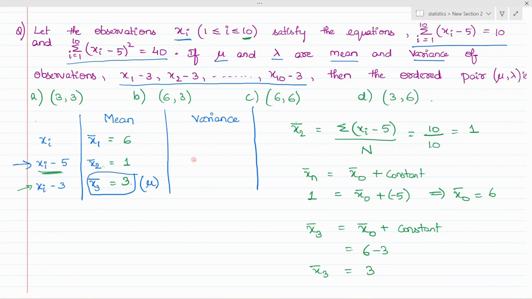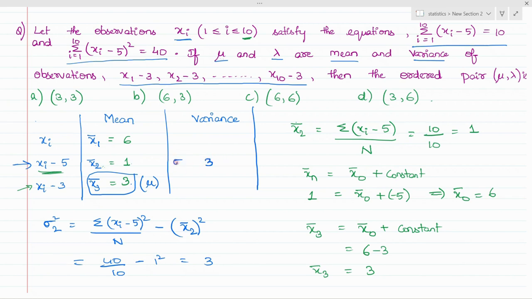Now, let us calculate the variance. So, again, we'll calculate the variance for the second data type. So, it becomes like this, that is sigma xi minus 5 whole square upon n minus mean 2 square. So, this value is given to you, that is 40. 40 upon 10 minus mean, that is 1 square, which is 4 minus 1, 3. So variance is nothing but 3.